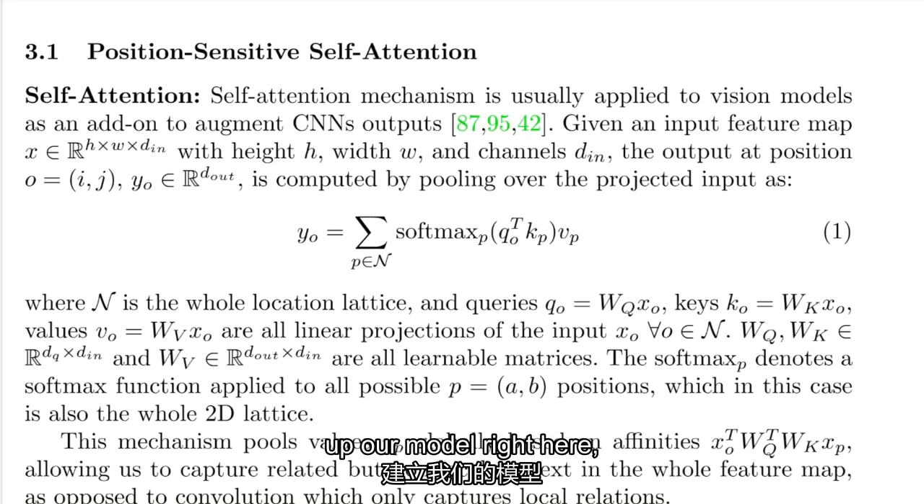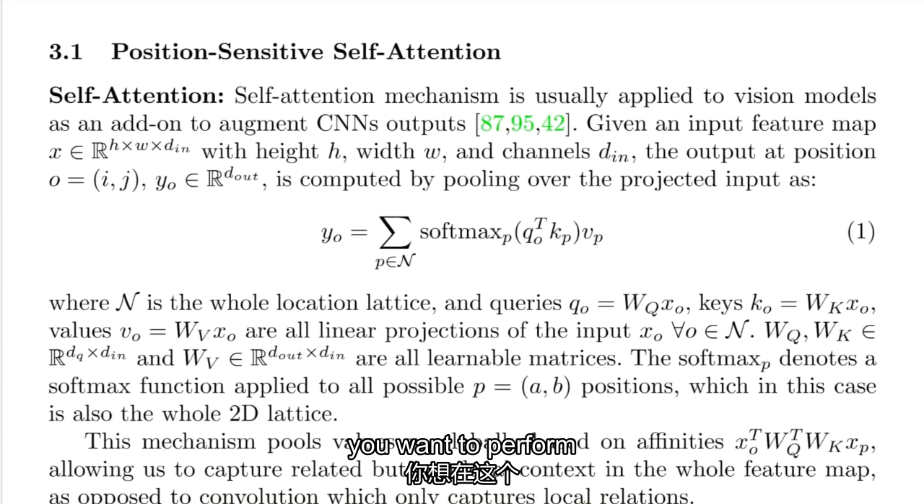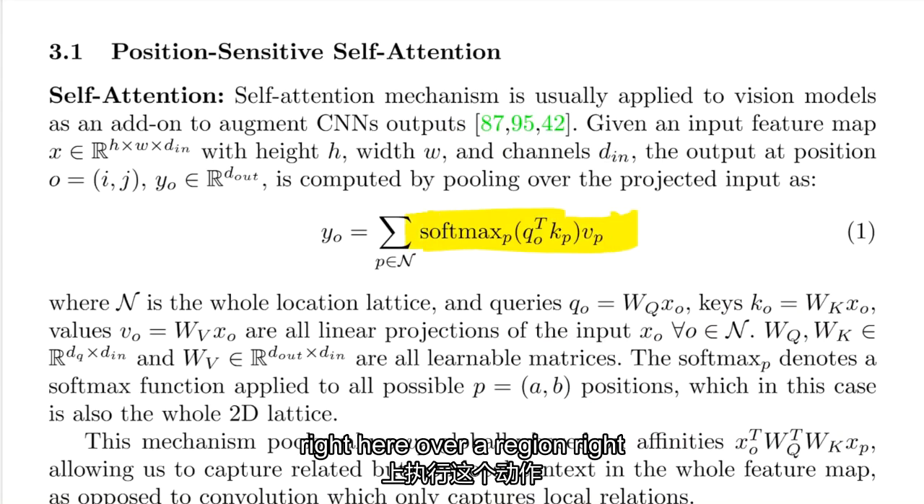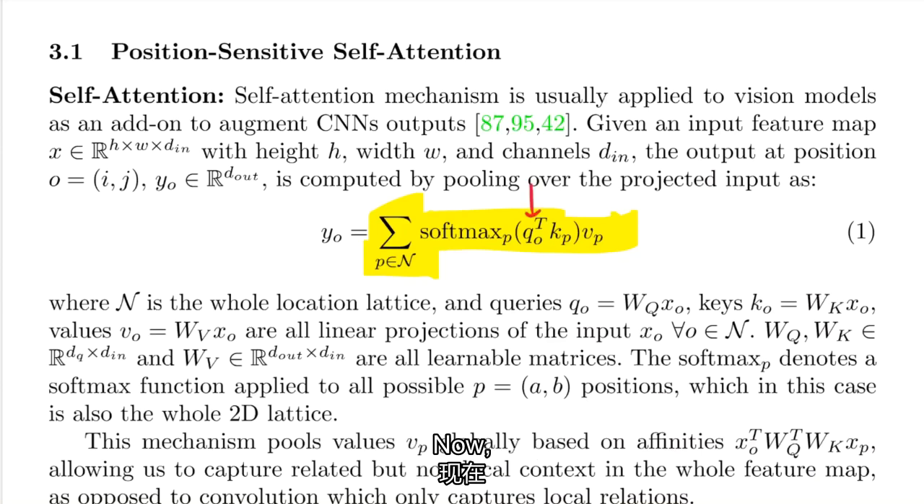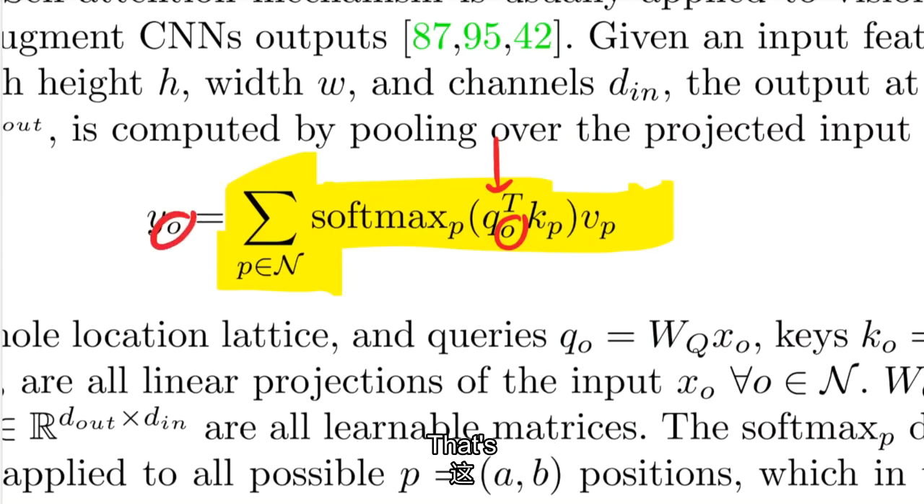we're going to build up our model right here, and the basic element of this model is going to be this self-attention mechanism. Now, quickly, because I know you all know what it is, but very quickly, you want to perform this action right here over a region right here. So there is always a query. And now these subscripts here are going to be important in this paper, okay? So the query is at a given position O. And you can see that's the O right here. That's, I'm going to call it the output. I guess that's what they said as well.